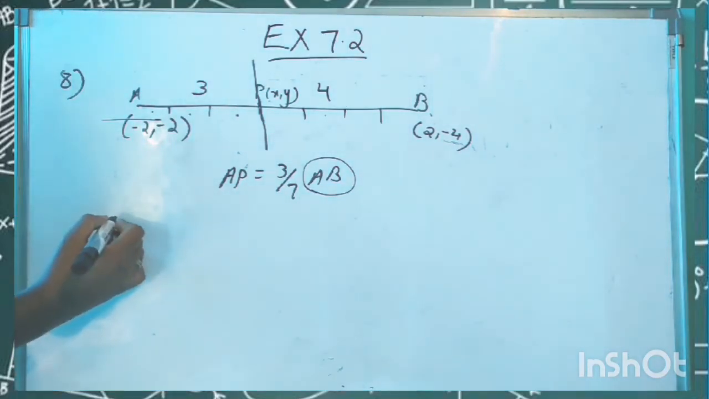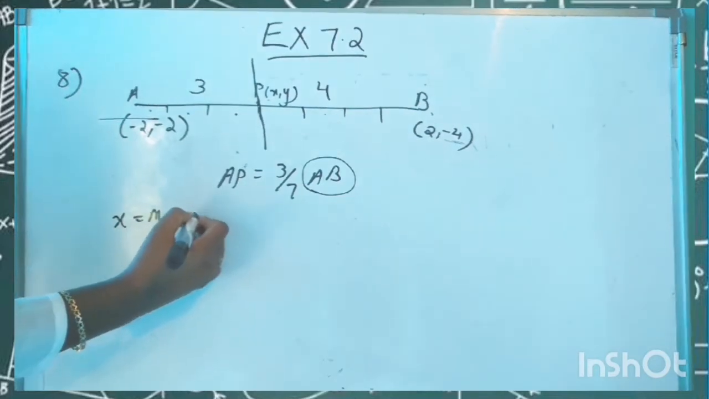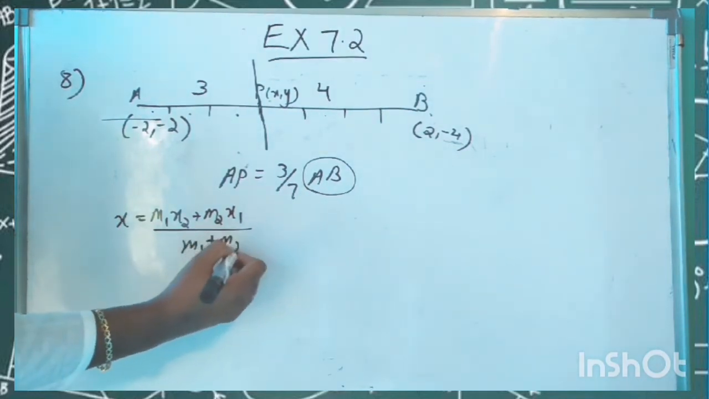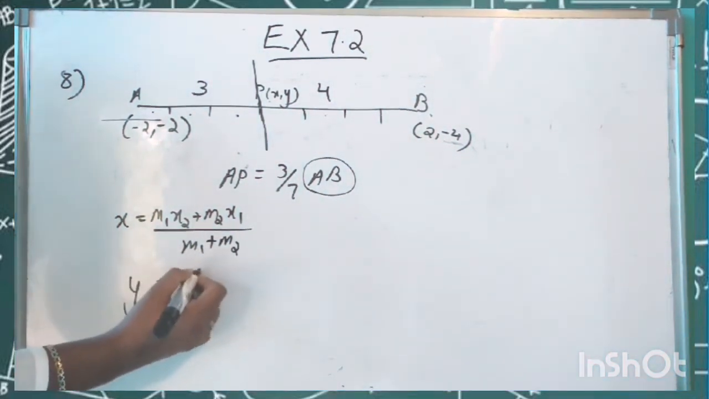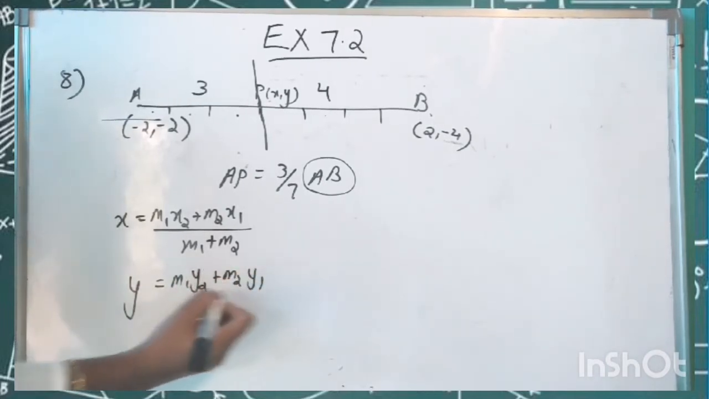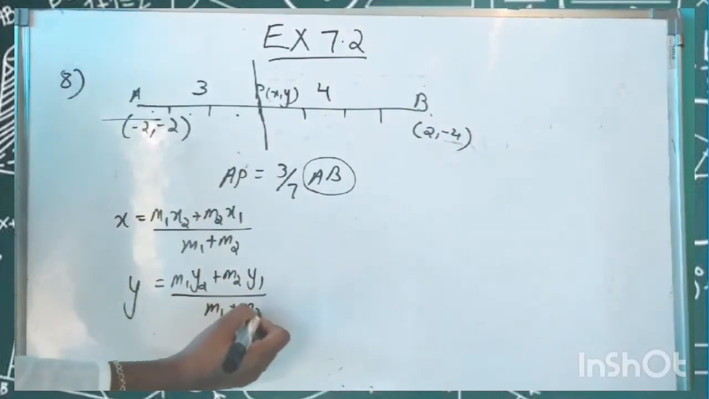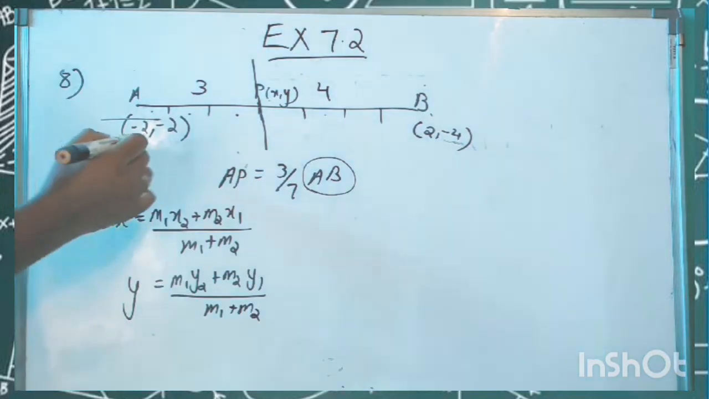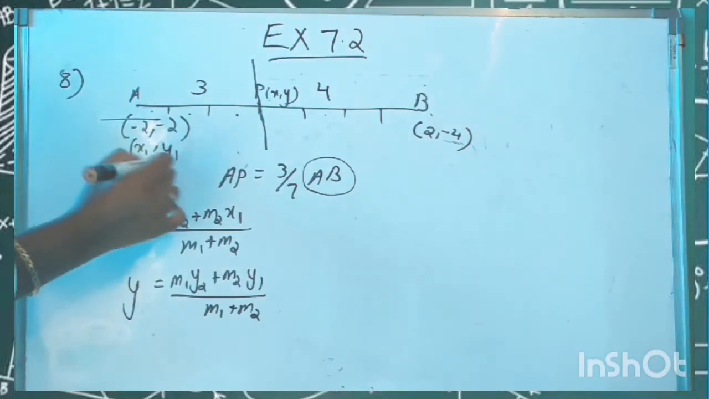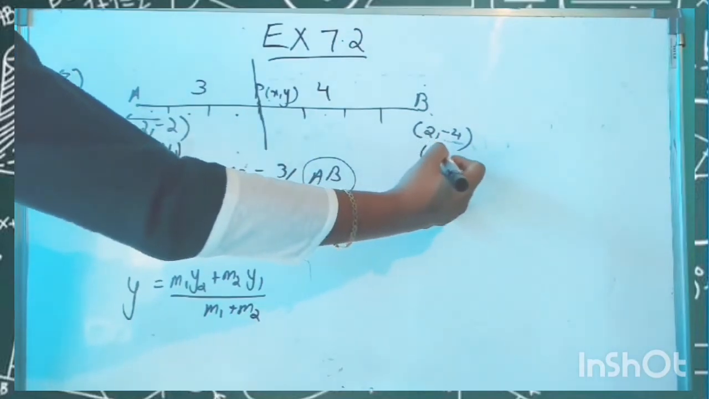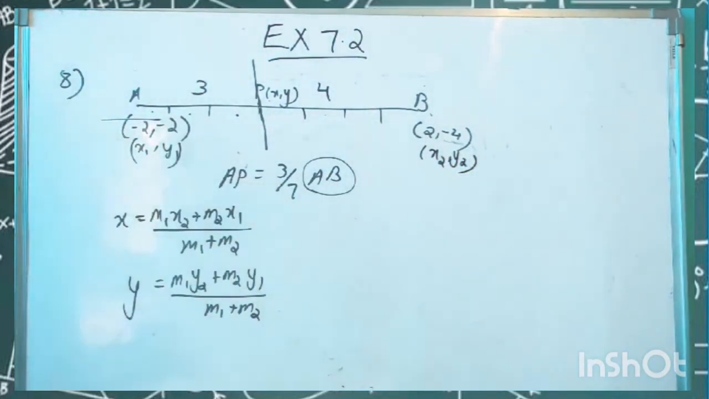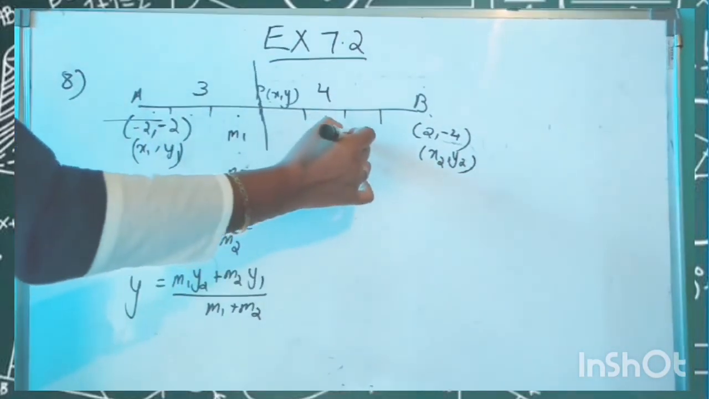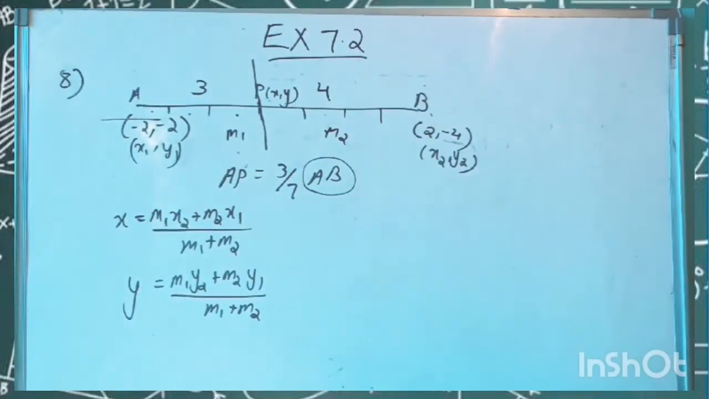Now we are going to apply the section formula. x is equal to (m1 x2 plus m2 x1) divided by (m1 plus m2), and y is equal to (m1 y2 plus m2 y1) divided by (m1 plus m2). The first point we will always take as x1, y1, and this one is our x2, y2. And what is our m1 to m2? That is 3:4.